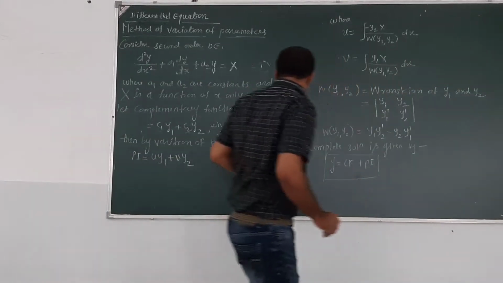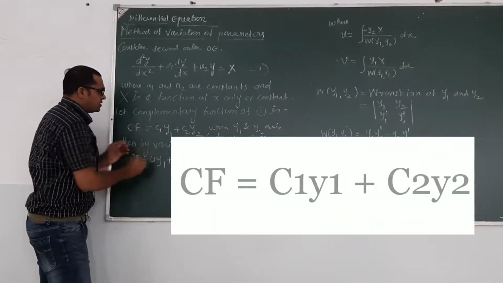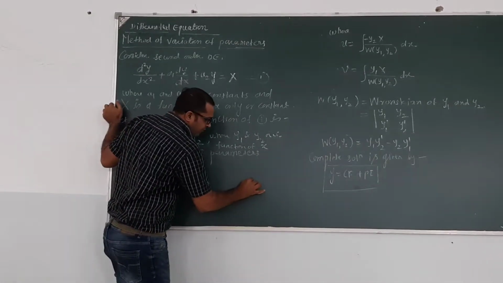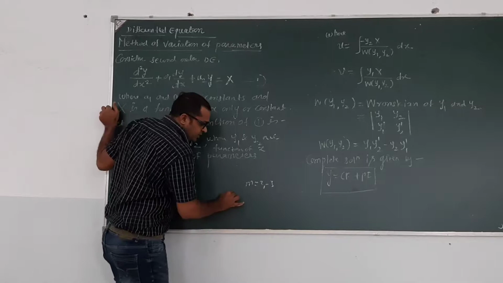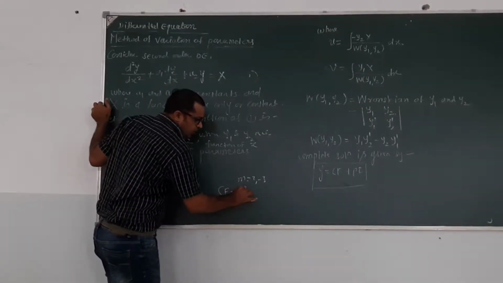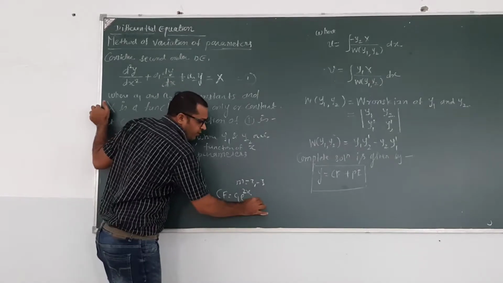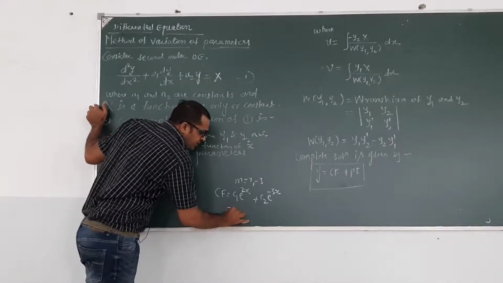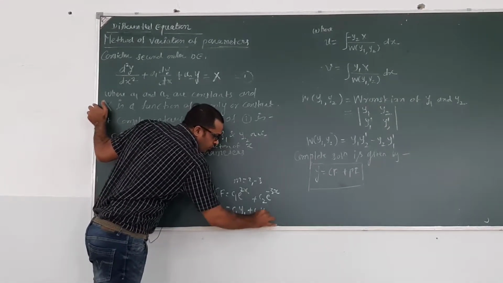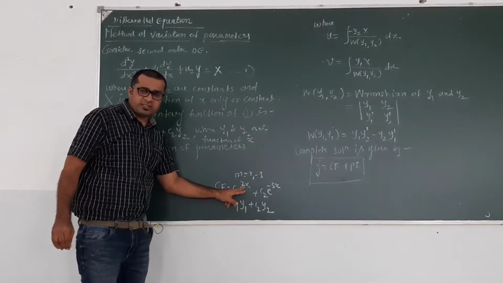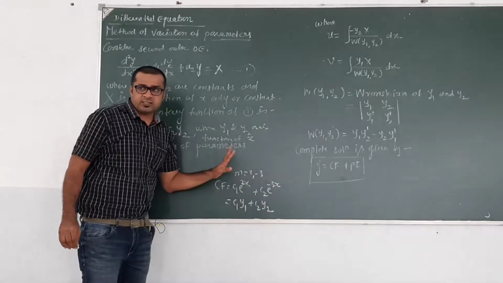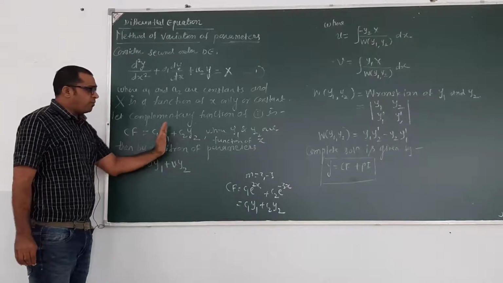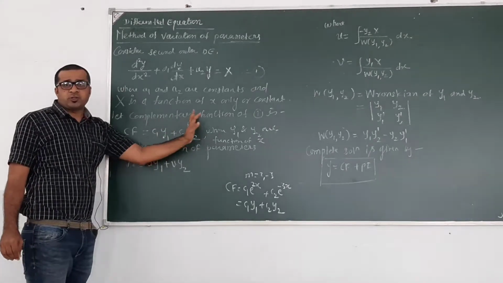That CF we write down as C1 y1 plus C2 y2. For example, if I am having the roots as 2 and minus 3, what is the CF? C1 e raised to the power 2x, roots are real and different, plus C2 e raised to the power minus 3x. So I can equate this with C1 y1 plus C2 y2. So y1 is e raised to the power 2x, y2 is e raised to the power minus 3x. Is it okay? So this way we write down the complementary function, that is C1 y1 plus C2 y2, where y1 and y2 are functions of x.